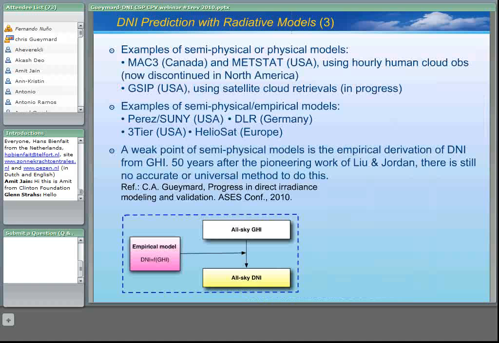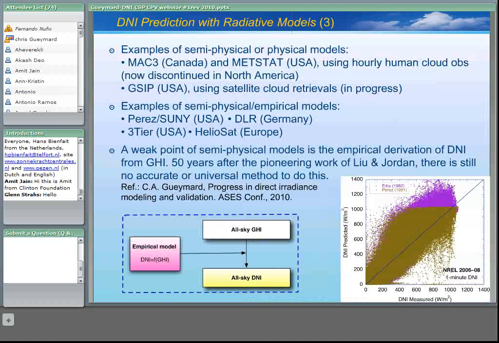There has been research for about 50 years since the pioneer work of Liu and Jordan, and still there's no accurate or universal method to do this. And this is the method, the empirical part of this that I was referring to. Some example of what the problem can be.